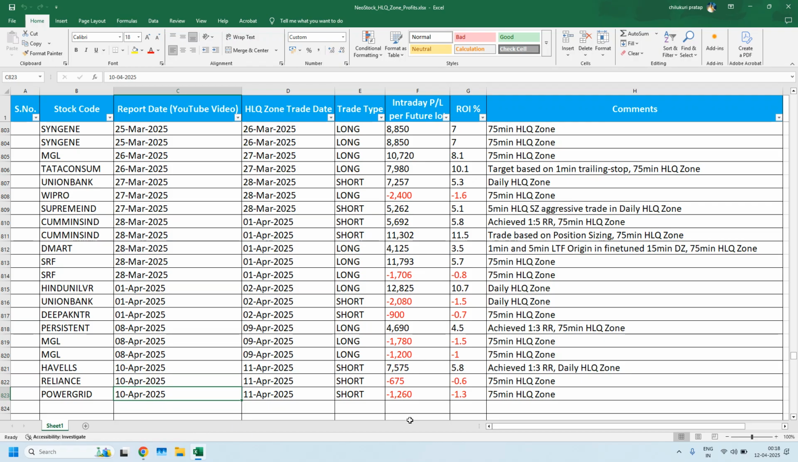Out of 9, only 3 are successful. See, this is today's trade, this is the previous trade, this is on 1st April. See how many stopped out trades we got: 1, 2, 3, 4, 5, 6. We got only 3 successful trades, but we got 6 stopped out trades.